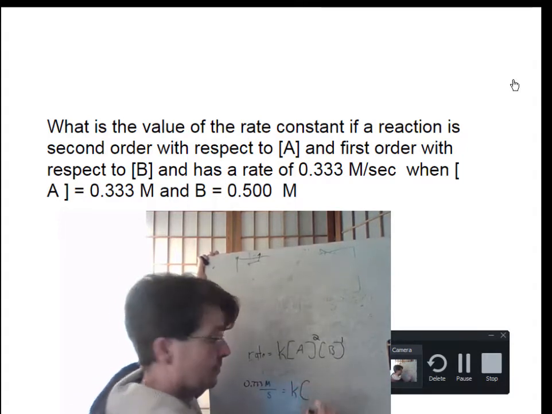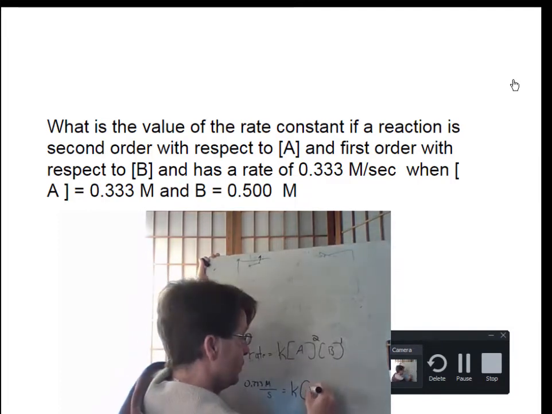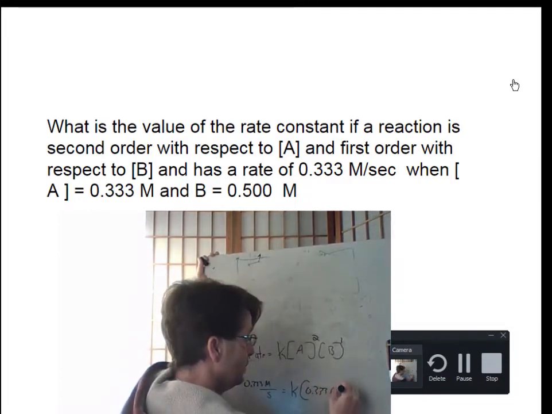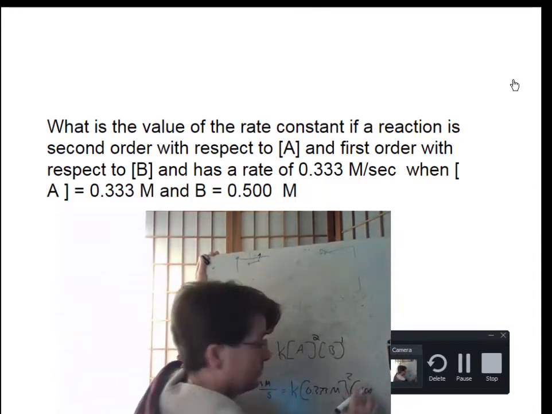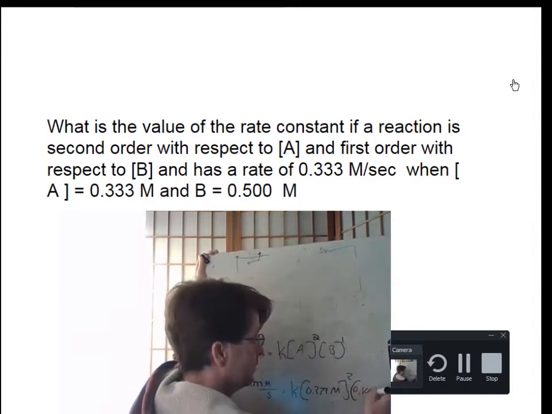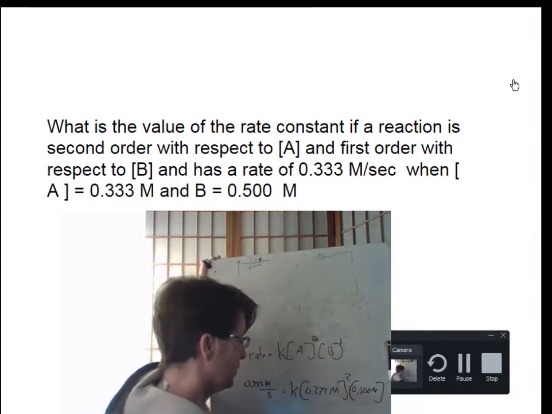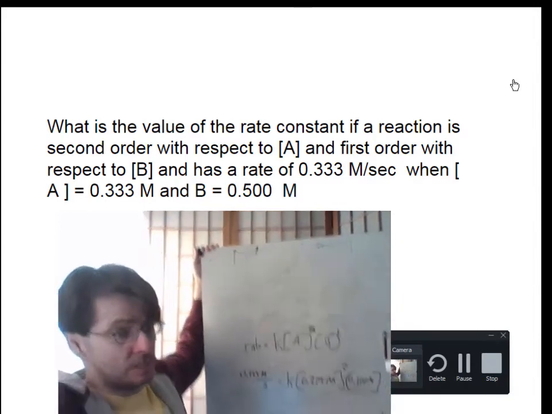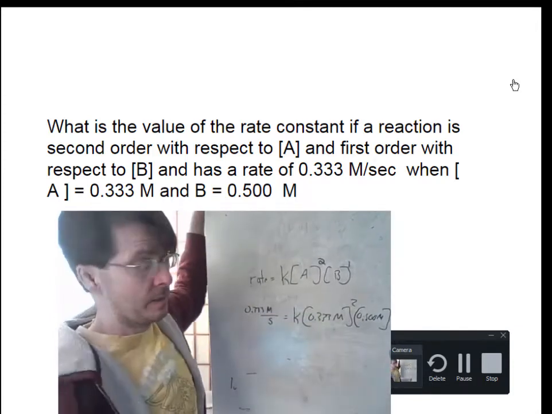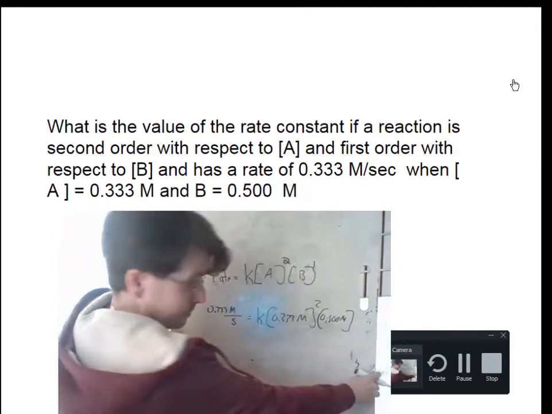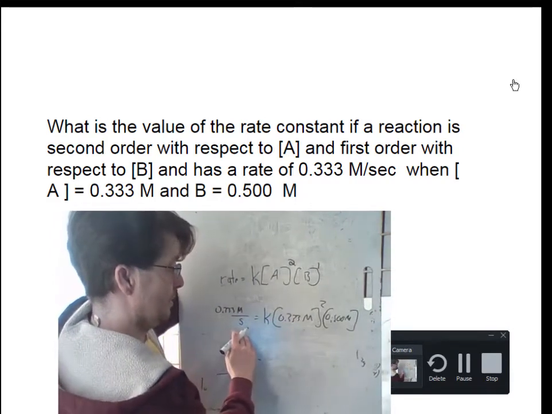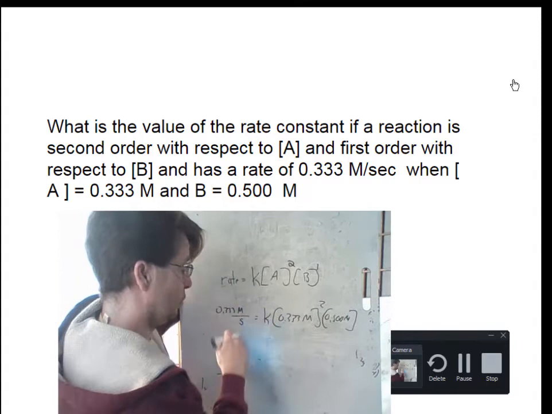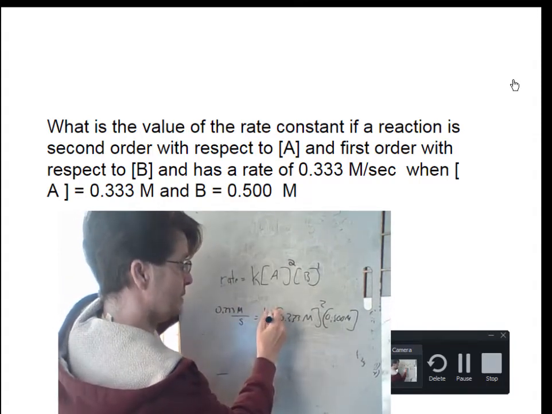K, the molarity for A is 0.333 molar squared. Molarity for B is 0.500 molar raised to the first power. And then we just rearrange and solve. Right? The units work out for this because of the units at K.